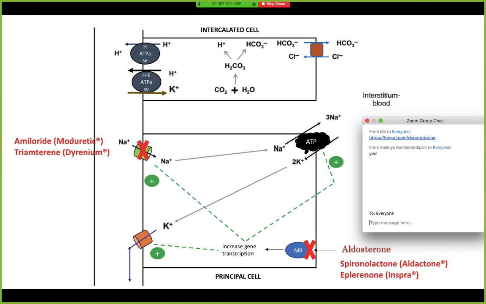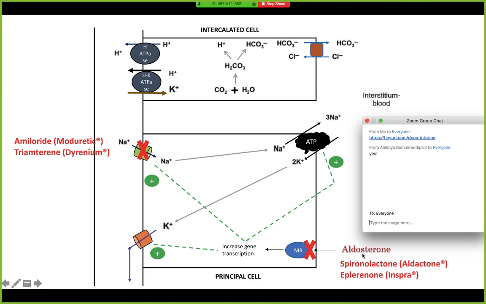So in the collecting duct, this is where your potassium-sparing diuretics work. And before the collecting duct, all of those diuretics were leading into hypokalemia. Also working in the collecting duct are the drugs spironolactone and eplerenone.